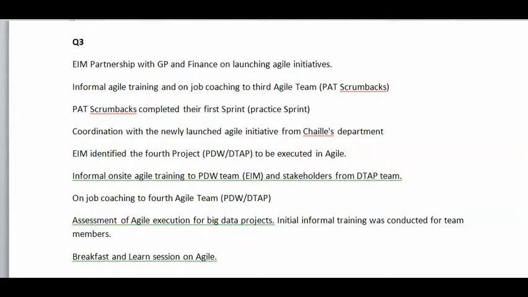Informal on-site Agile training to PDW team, EIM, and stakeholders from DTAP team. On-job coaching to fourth Agile team, PDW DTAP. Assessment of Agile execution for big data projects. Initial informal training was conducted for team members. Breakfast and learn session on Agile.